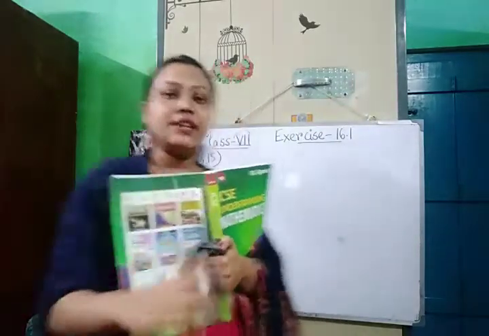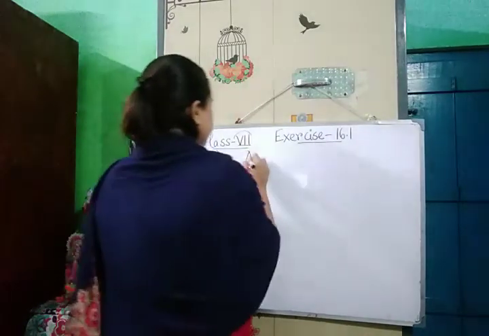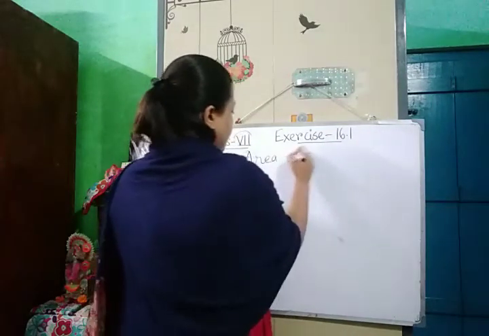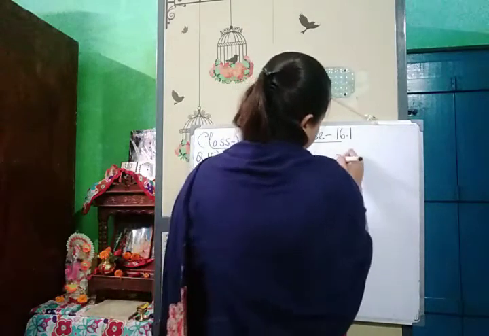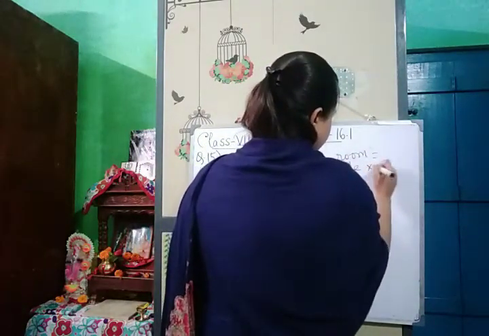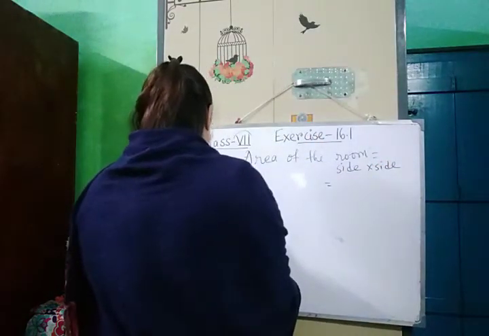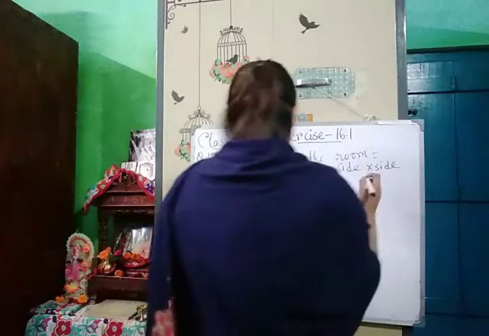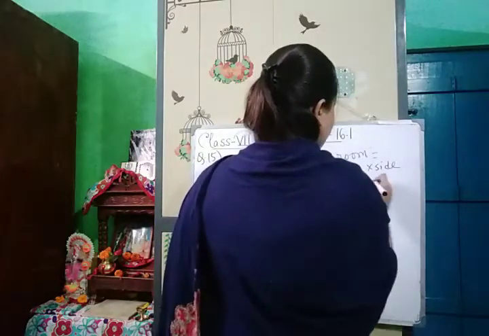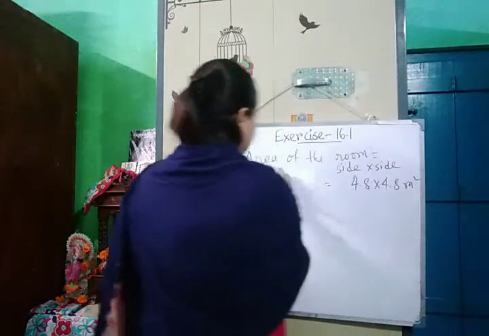So first, similar process, we will find out the area of the room. Area of the room, that is side into side. Side is given as 4.8 meter. So 4.8 into 4.8 meter square. Multiplying here.